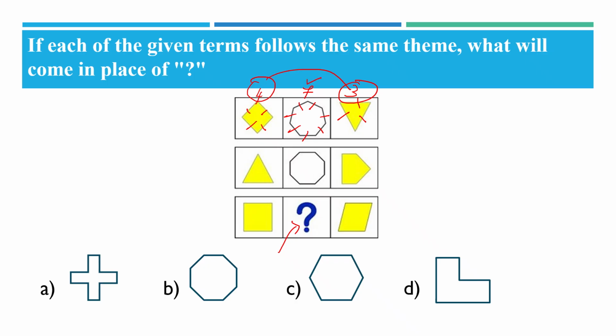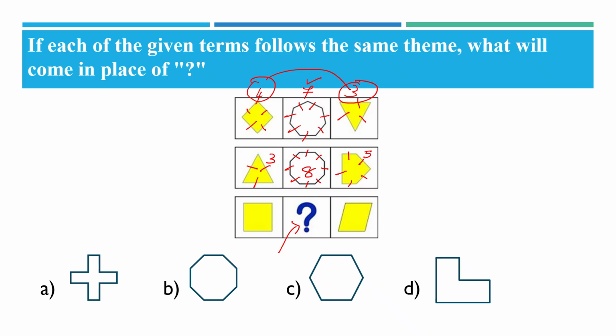In the next set, we have a three-sided figure, 1, 2, 3-sided figure. On the other side, we have a 1, 2, 3, 4, 5-sided figure. So obviously, this should be an 8-sided figure. 1, 2, 3, 4, 5, 6, 7, 8.